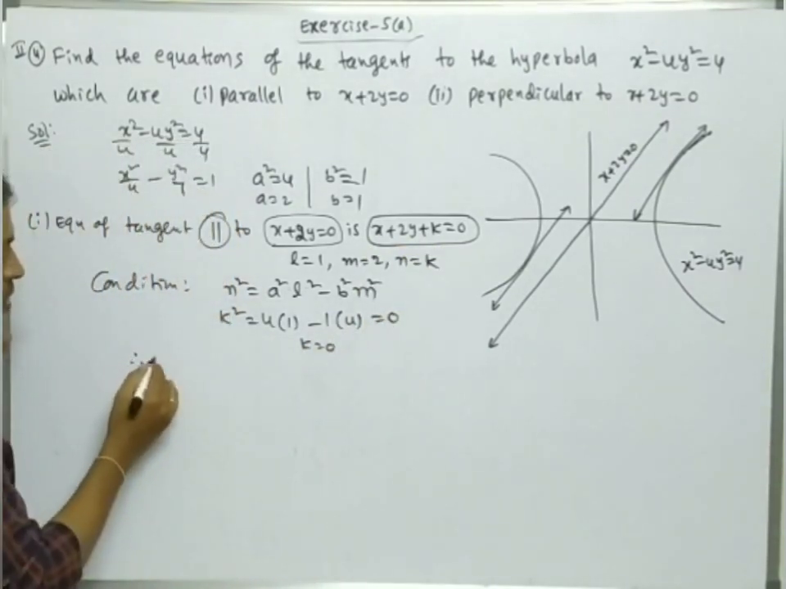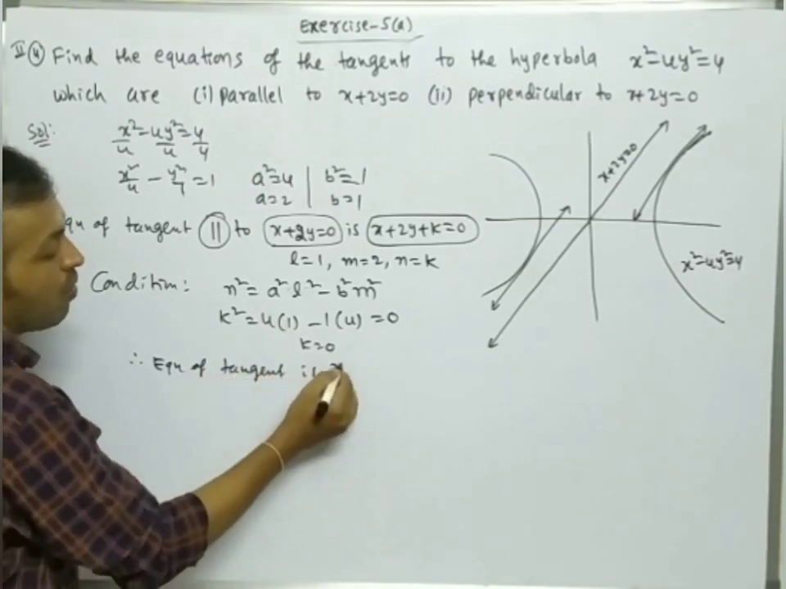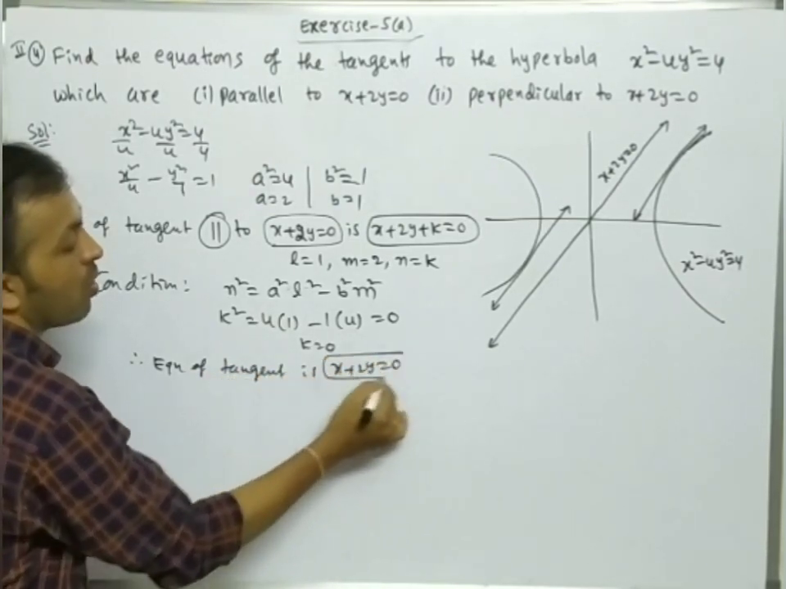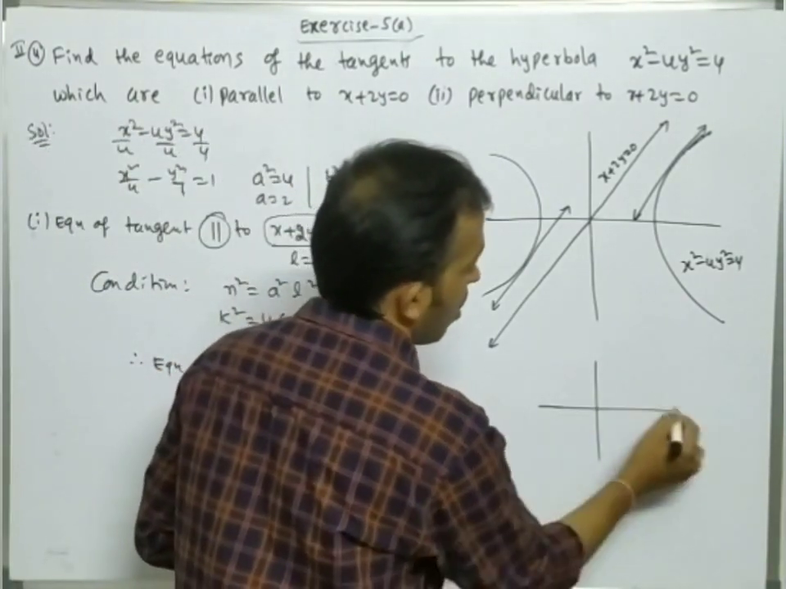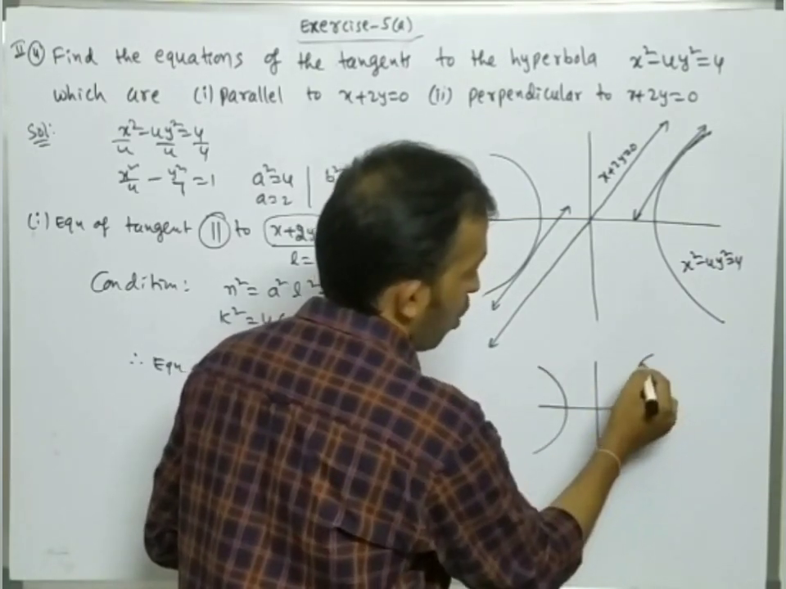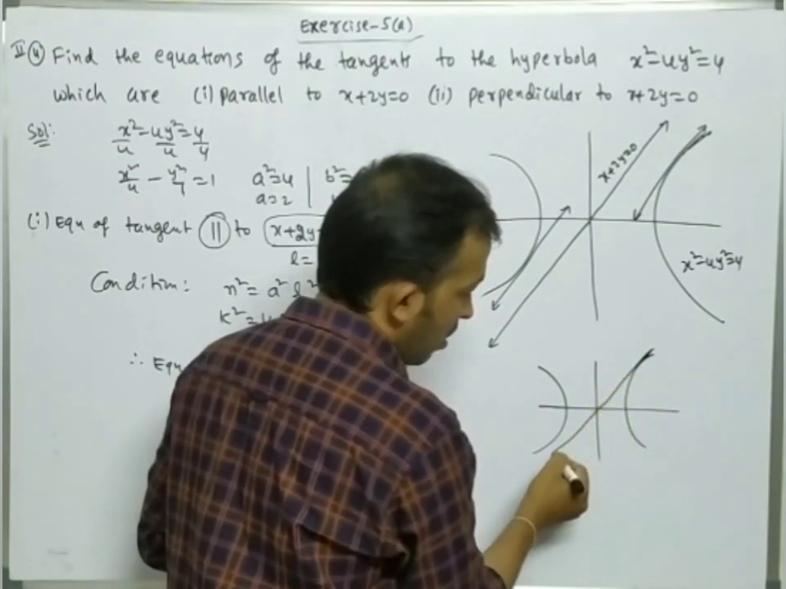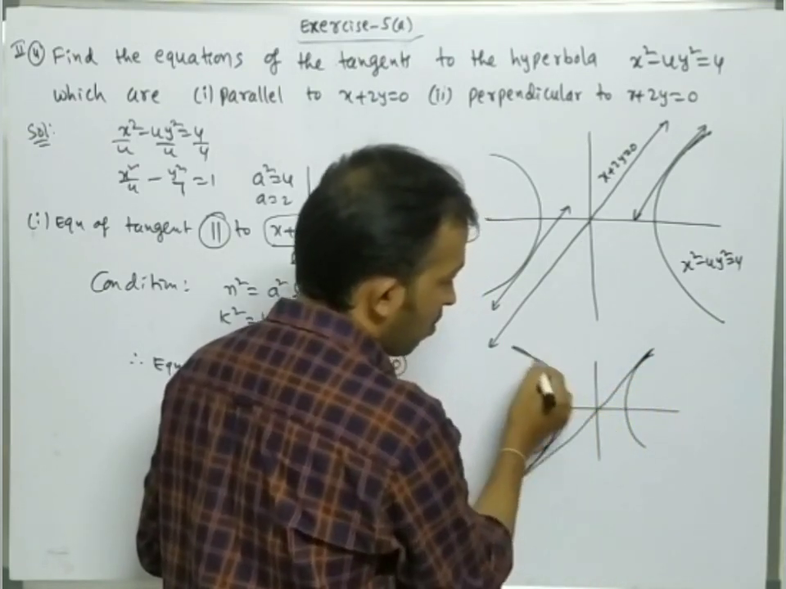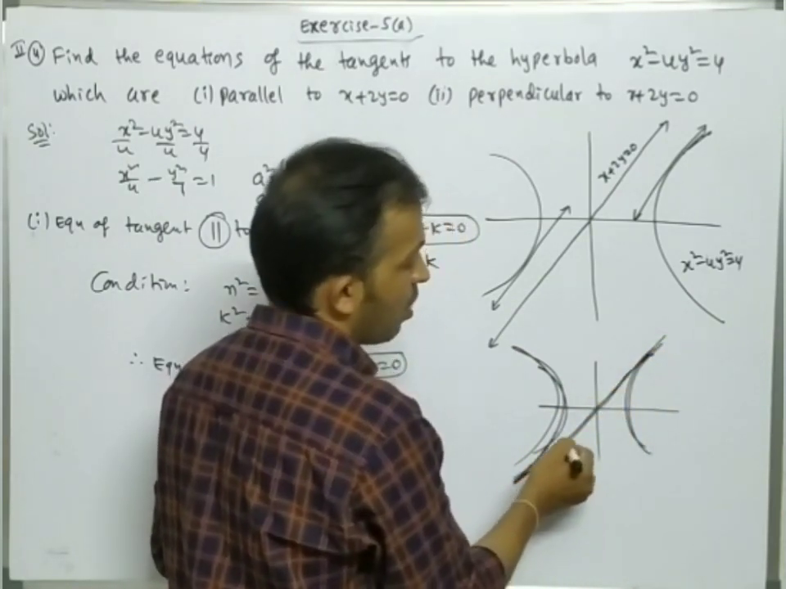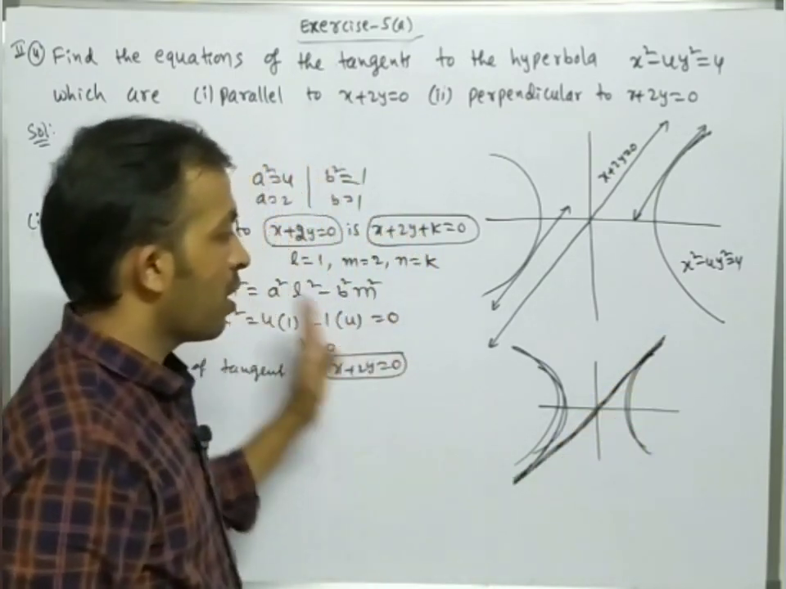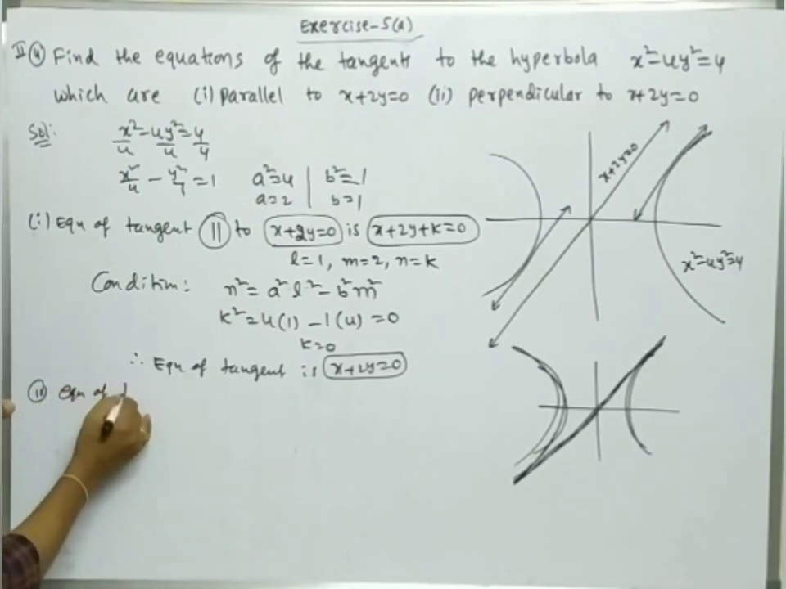So therefore the equation of tangent is what? x plus 2y is equal to 0. That itself is the only tangent. That means this is the tangent for both pieces. x plus 2y is equal to 0 touches both pieces, only one and only one tangent. So itself only, right?